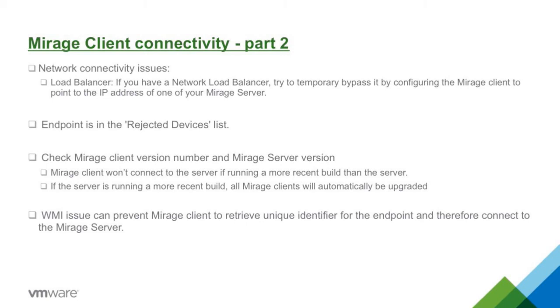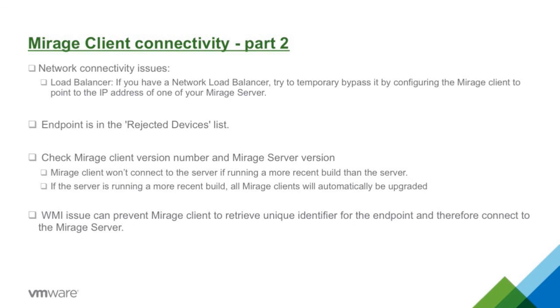Another thing that you can check for large-scale deployment: if you have configured a load balancer and the Mirage client cannot connect to the Mirage server, you can bypass the load balancer just as a test. You can just open the Mirage client and change the address, and make sure that you connect to the Mirage server directly rather than the load balancer that you have configured.